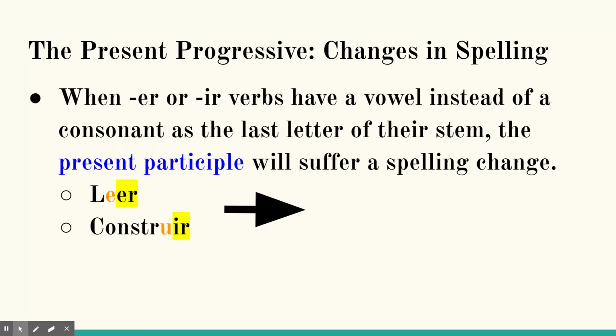So usually, the present participle has to be iendo for both ER and IR verbs. Now, because of the last letter being a vowel, we are actually going to change the I, and we're going to make that a Y. So instead of iendo, it's going to sound as yendo.